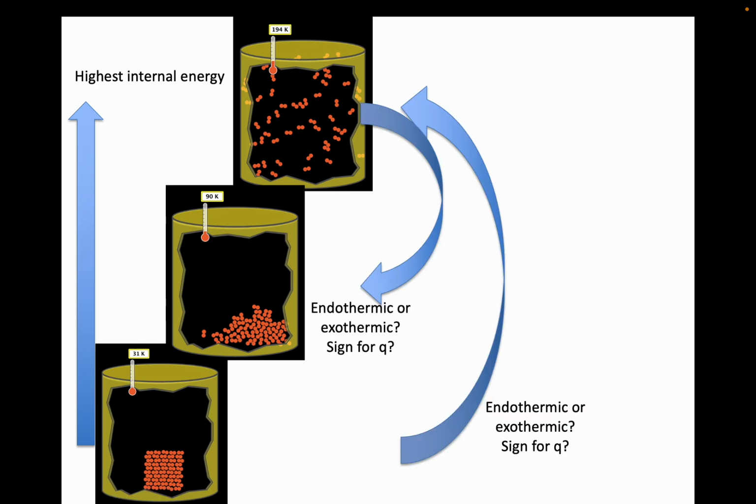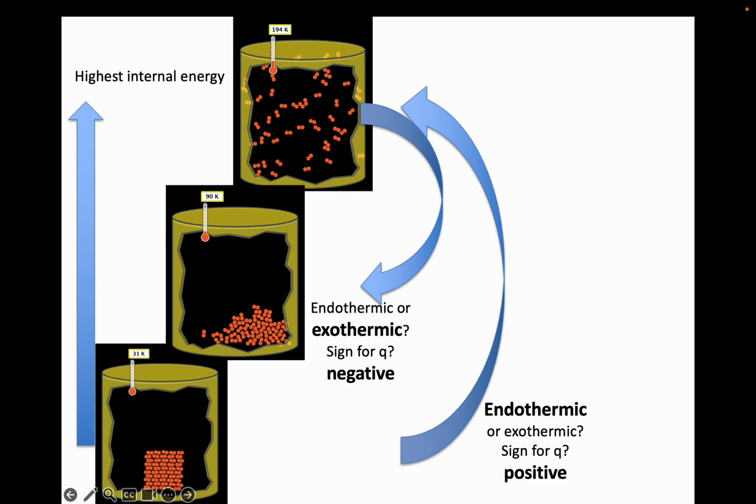Now, we could change these after all. We could add heat and take it from being a solid up to a gas. We could have heat removed and take it from being a gas down to a liquid. So if we were to think about those, adding the heat, that would be an endothermic process. The sign of Q would be positive as I add heat to take it from a solid to a gas. If I remove heat from the system, that's exothermic. The sign for that would be negative.